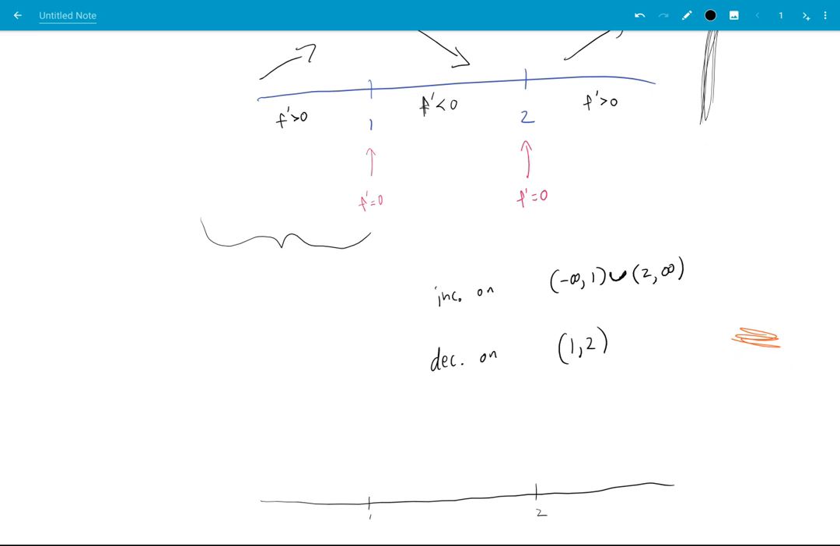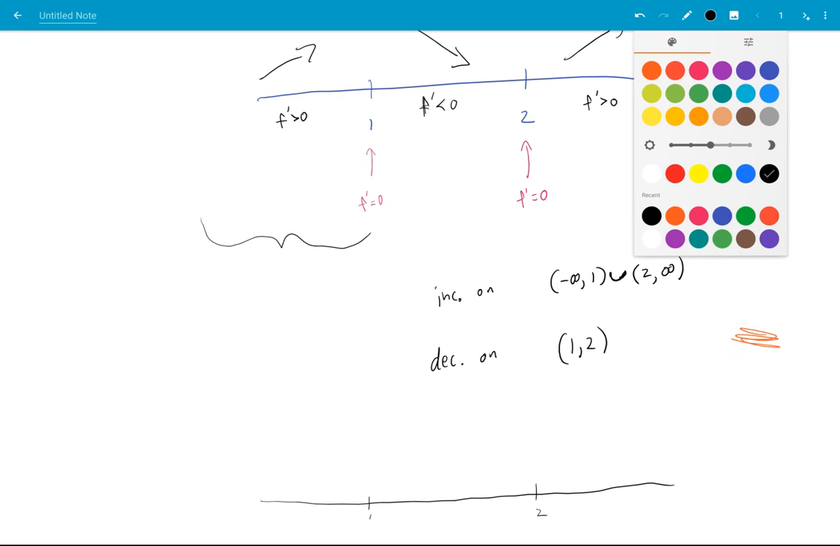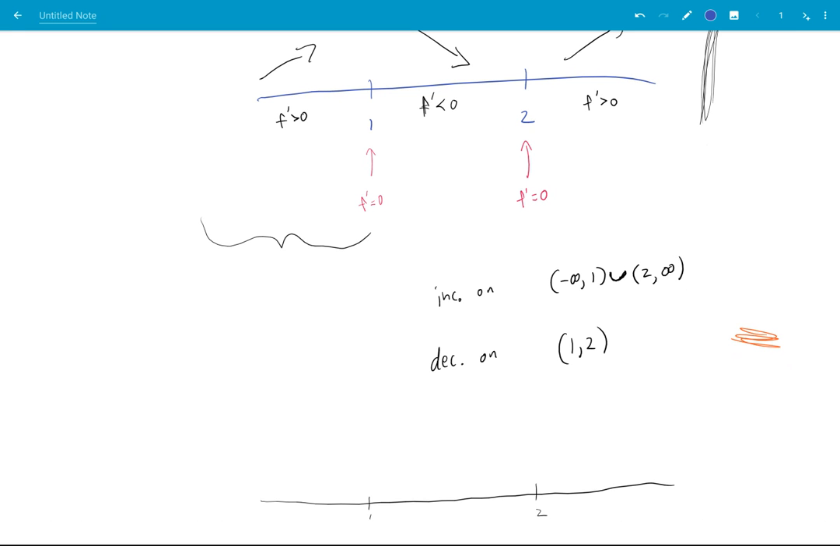Now it is increasing. Then it's decreasing. And then it's increasing again. So very, very roughly, it's increasing. And then at 1, it starts to decrease. And then at 2, it starts to increase again. Okay, so very roughly, I have some shape like that. So I hope you can see that we're moving towards using derivatives to sketch graphs.